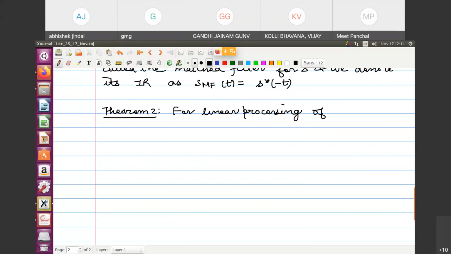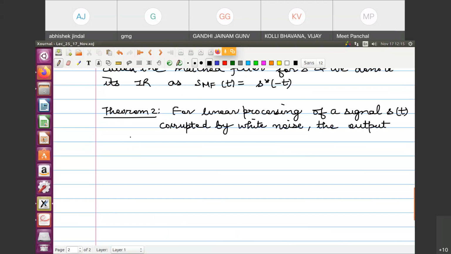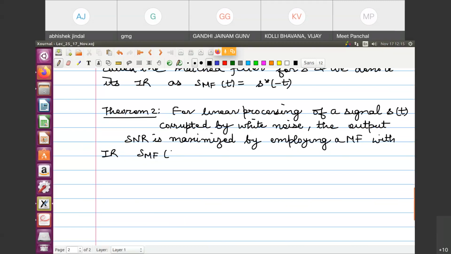For linear processing of a signal s(t) corrupted by white noise, the output SNR is maximized by employing the matched filter with impulse response s_MF(t) equal to s star of minus t, sampled at time t equal to 0. Okay.